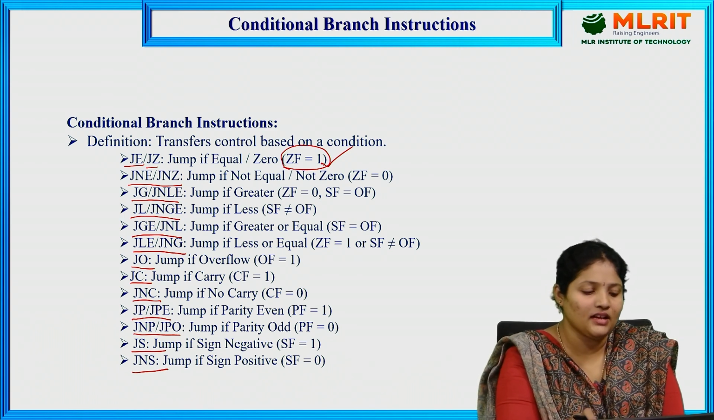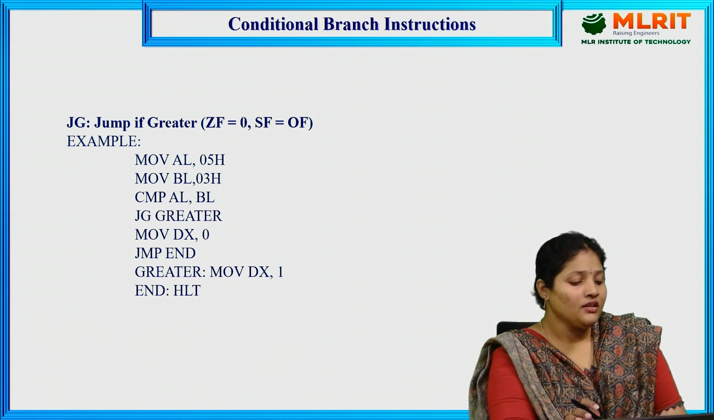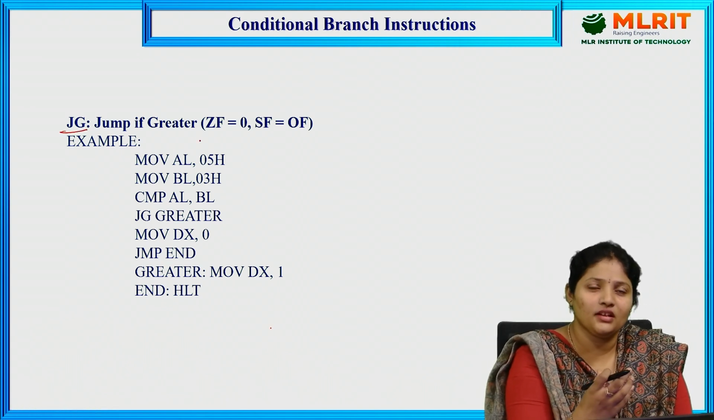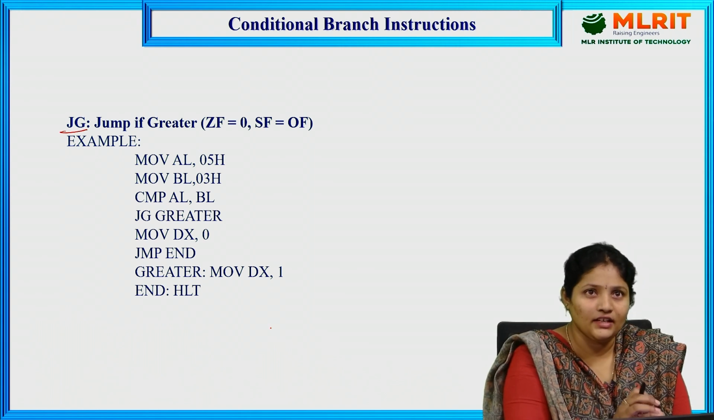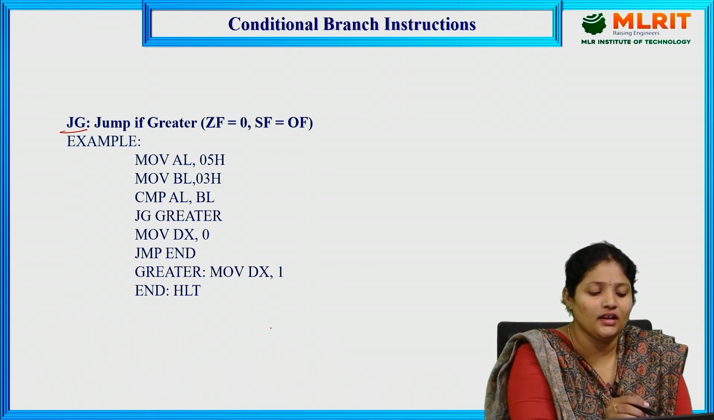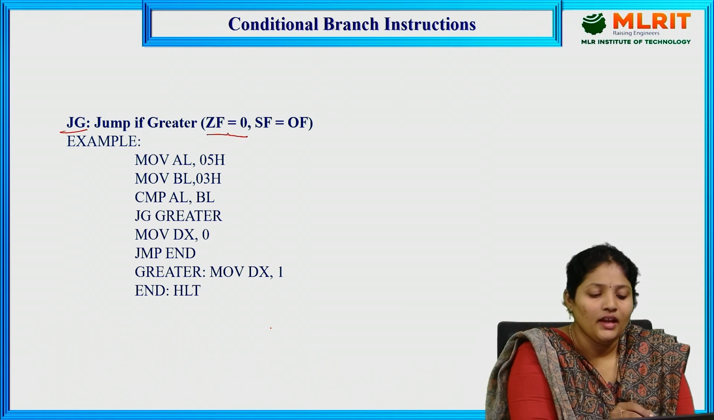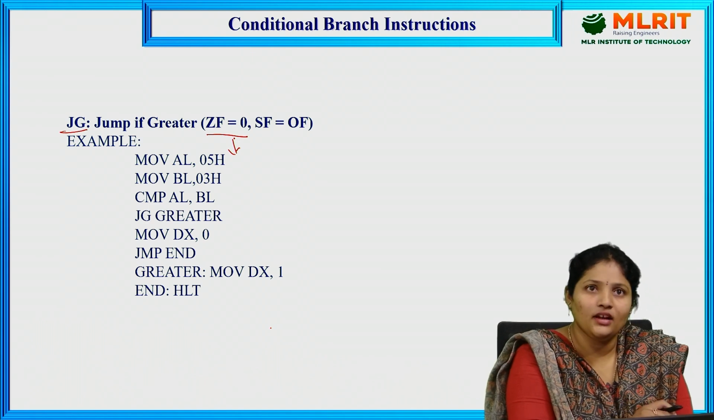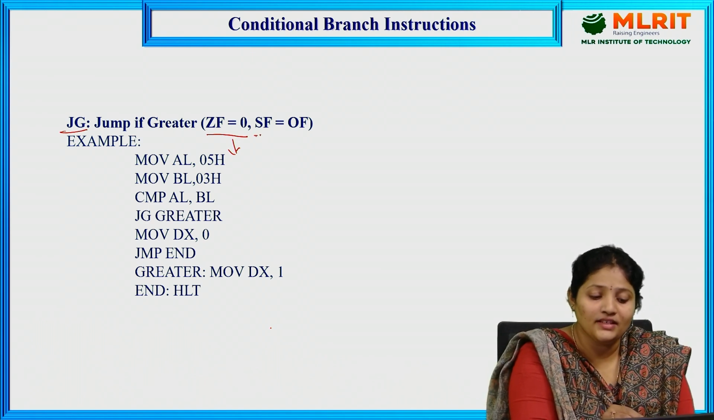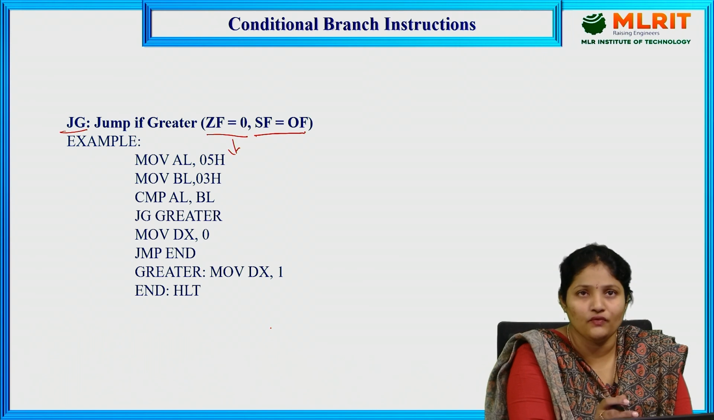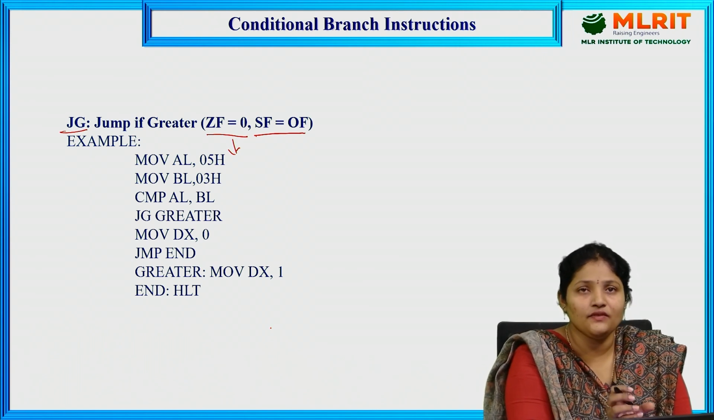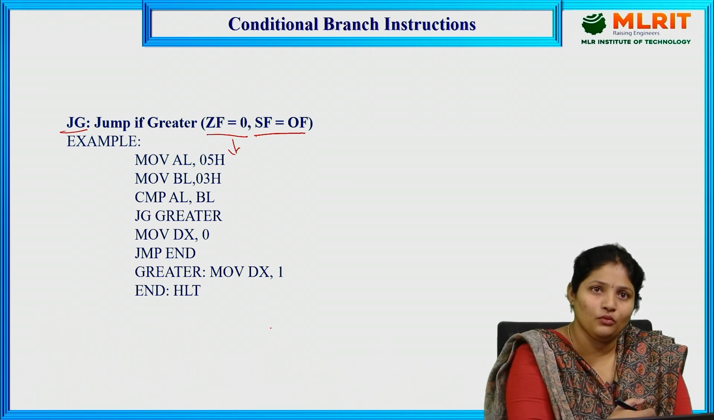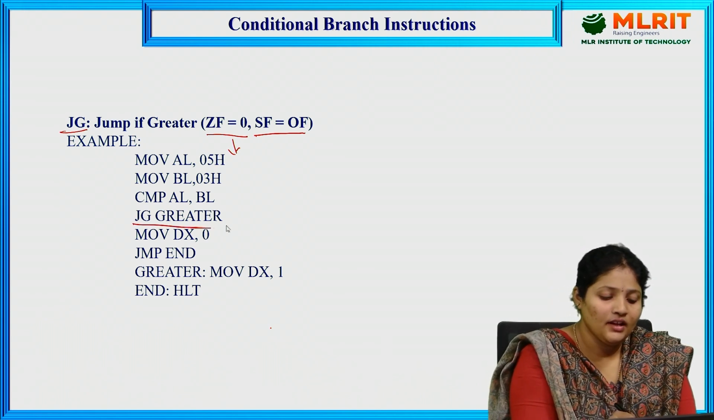Let us see some examples of these branch instructions also. Coming to the JG, which is nothing but jump if greater. Whenever the processor encounters this instruction, first it will check that the zero flag is equal to 0, and that the sign flag is equal to the overflow flag. It will check these two conditions. If these two conditions are satisfied, then only the control will be moved to the label which we have mentioned in the instruction.